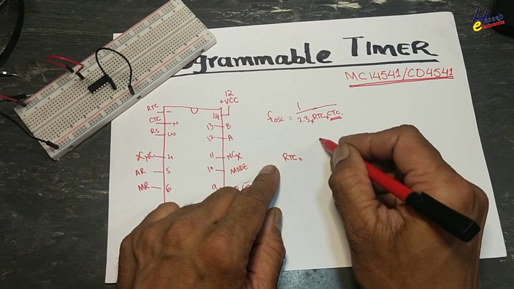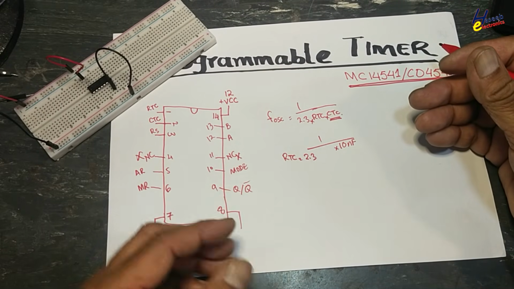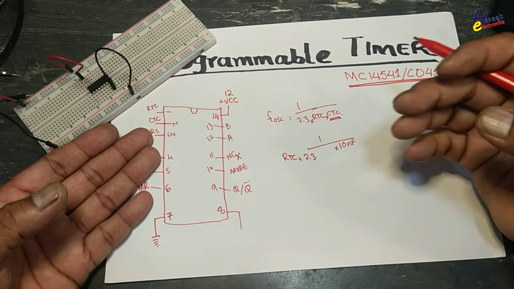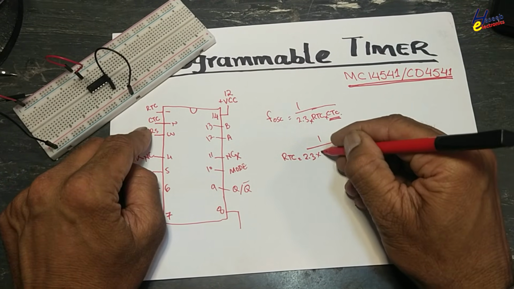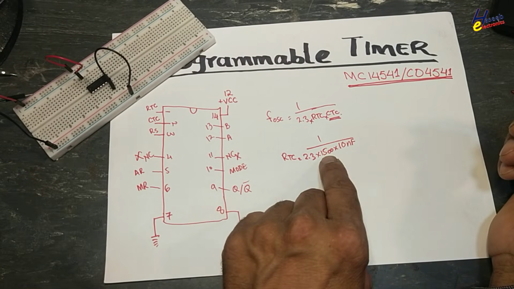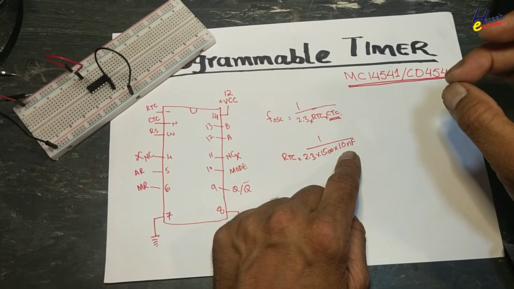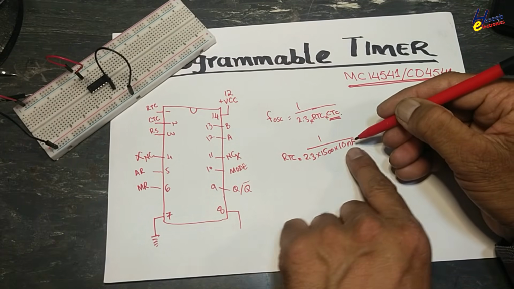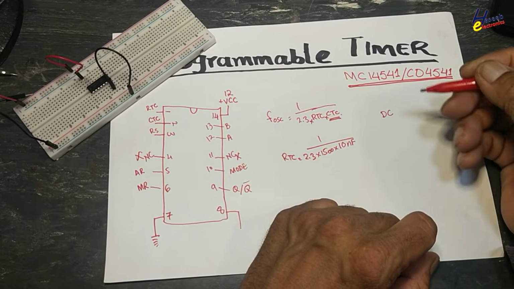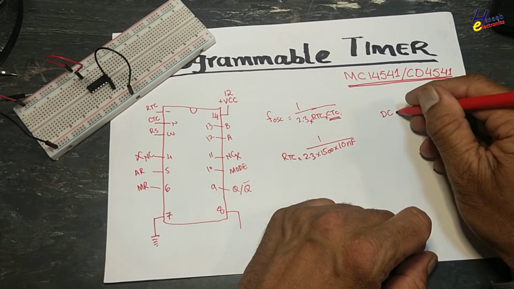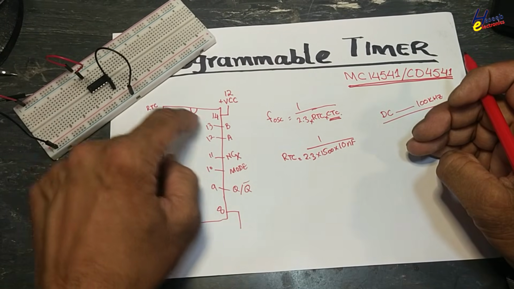RTC will be 1 over 2.3 times frequency times capacitance. Let's suppose I want to design this circuit for a 1500 Hz oscillator frequency. This is our required frequency. If you want to design at a low frequency, then you will need to select a high value capacitor because it is inversely proportional. We can select from DC, that means low level frequency, to 100 kHz. This is the allowed range to design its oscillator.